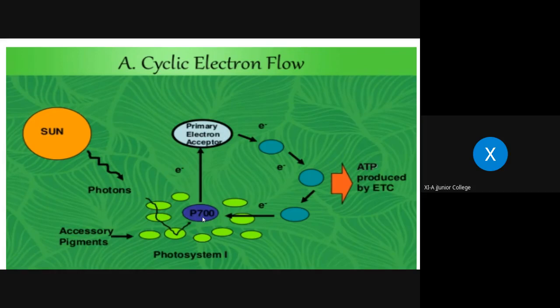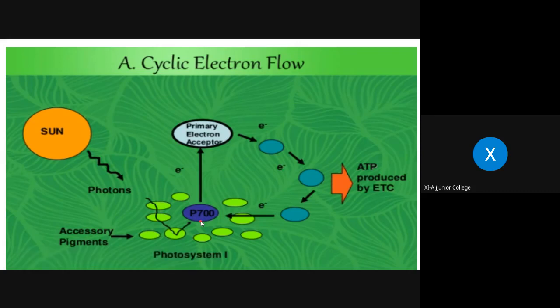Maximum absorption is at this wavelength, 700. So at this wavelength, the photons of light from the sun are captured directly by chlorophyll A, and all these accessory pigments are also capturing light energy and passing it to the reaction center. So chlorophyll A is what is called the reaction center.